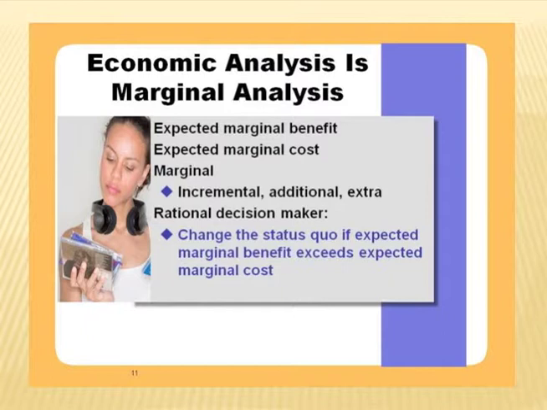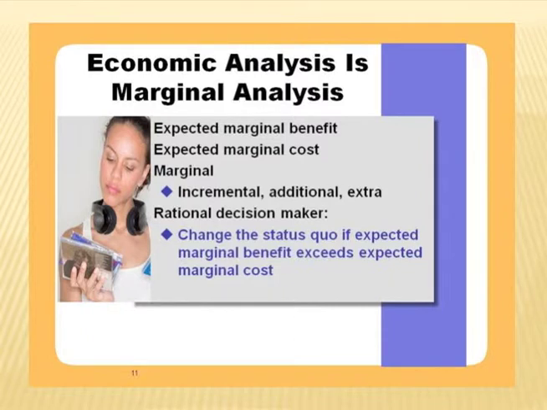And marginal means the incremental, or the additional, or the extra. So if we think about what this is going to cost, we're thinking what will be the additional cost, what will be the extra cost. And for most decision making, as we saw in the last slide, we will buy when the expected benefit, the expected marginal benefit, is equal to the expected marginal cost.